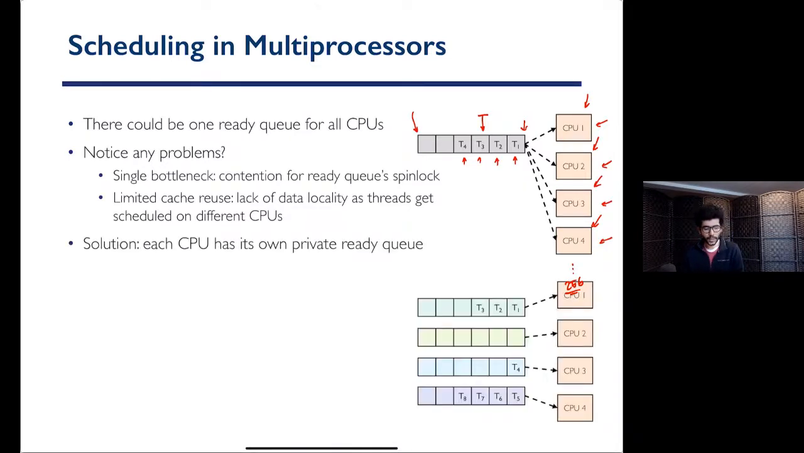A better implementation, or an alternative, is to have different ready queues for different CPUs. If I go back, it's like a per-CPU data structure. If you remember, one of the ways to improve the performance of your multi-threaded application was having per-CPU data structures. This is an example of that. So each CPU is going to have its own ready queue.